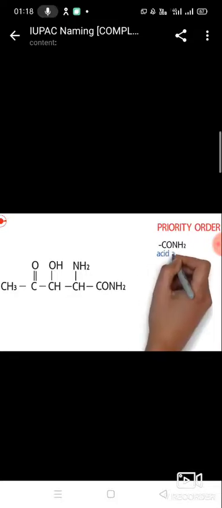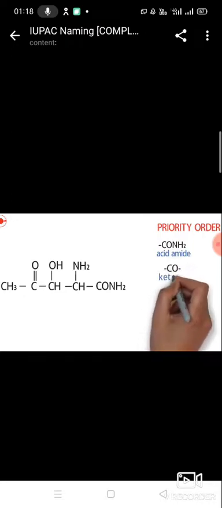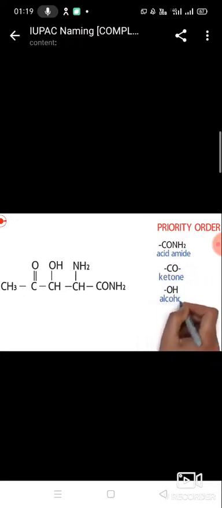Next one, C double bond O is present and also an NH2 group is present. So what is the priority order? CONH2, CO, next ketone, next OH alcohol, next amine group. So here three functional groups are present: acid amide CONH2 and ketone C double bond O. Next alcohol, hydroxy, is present. Next amine group, amino, is present.